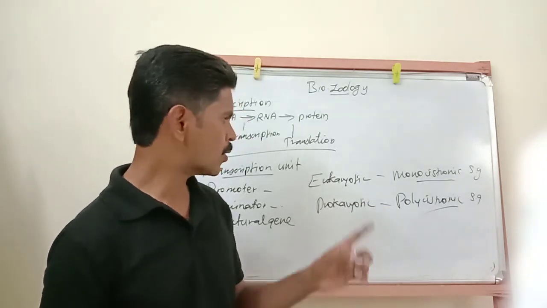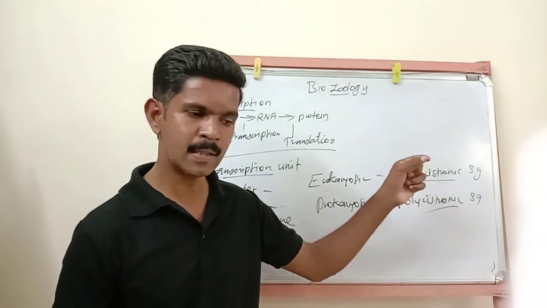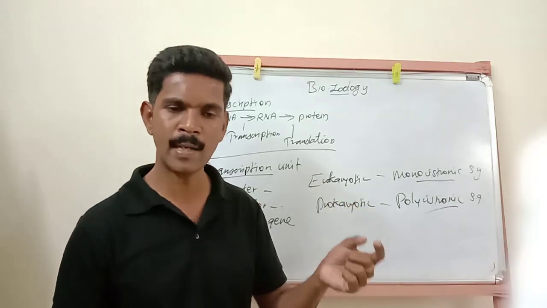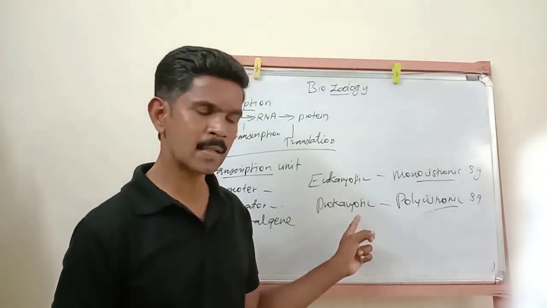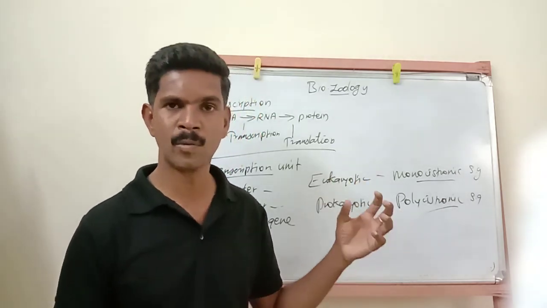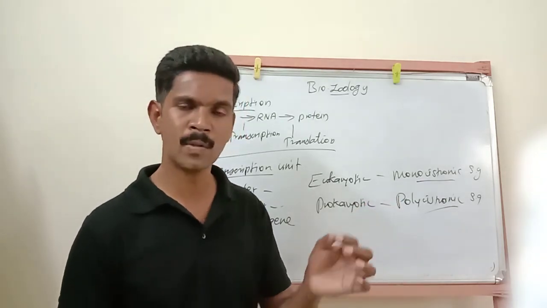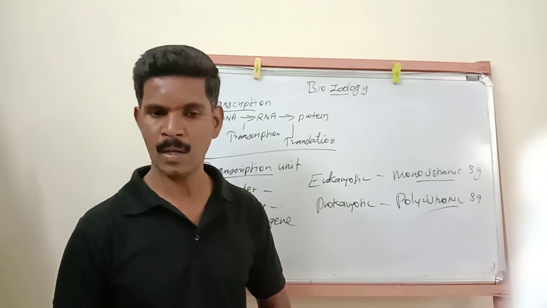Hope you understood. So in eukaryotic organism, monocistronic structural gene is present. This carries a single gene only, and this single gene is responsible for a single protein. Understand? Then in polycistronic structural gene, there is a cluster, that means a group of genes present, and all these genes together produce a single protein molecule. Understand?